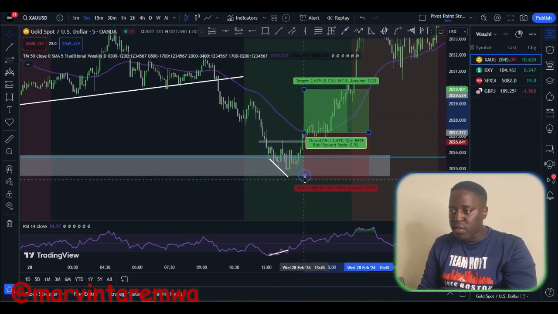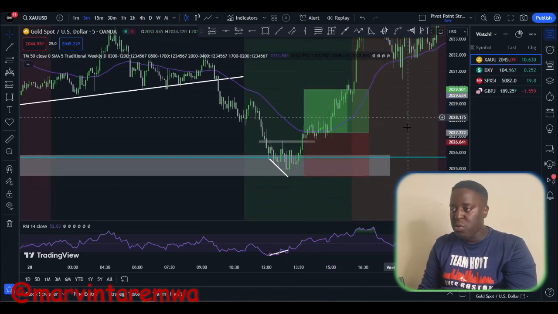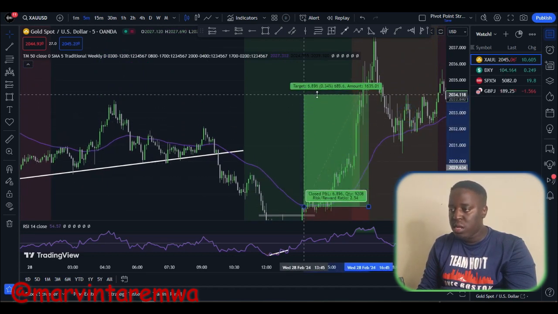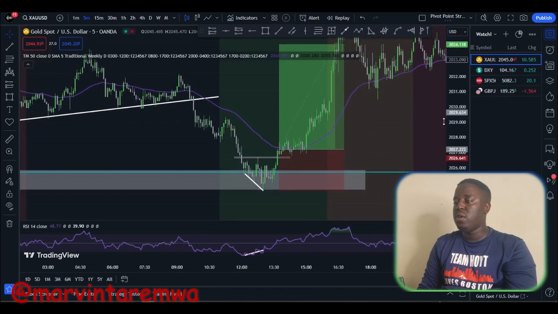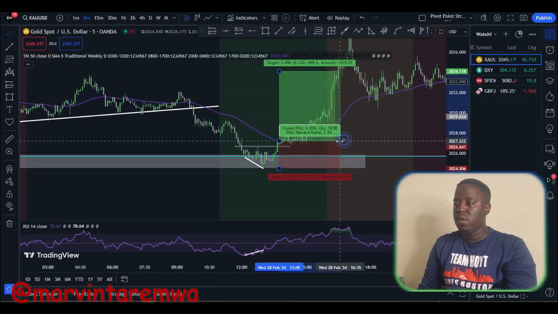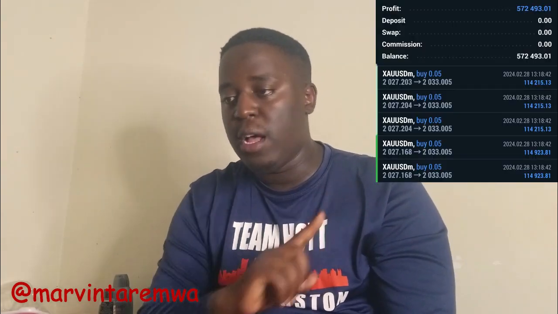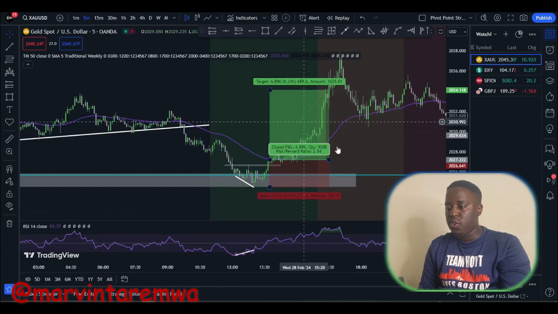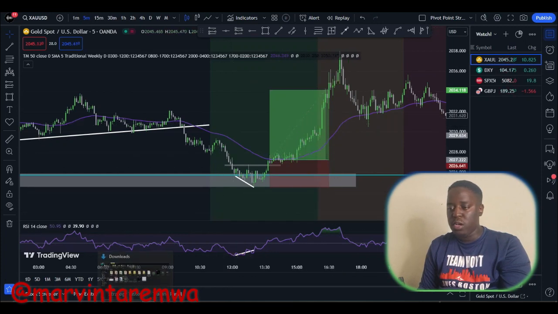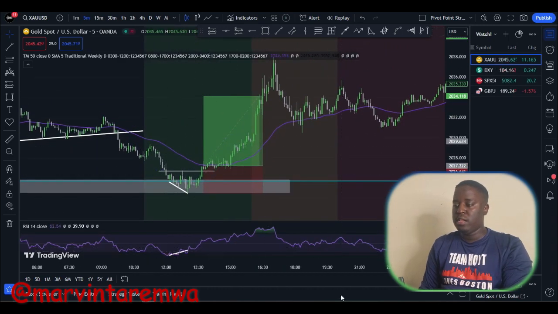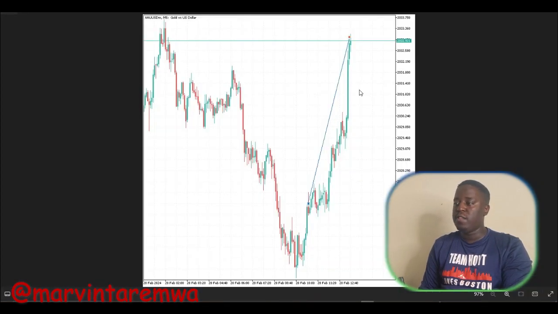My stop loss was exactly at the bottom, and my take profit was around here for a 2.5 risk to reward trade on gold, and that's how I won that trade. It was a good trade. I'll show you the results of what came out of this trade up here, and I can show a screenshot of the trade that I took. So this was the trade that I took, and this is its screenshot here.